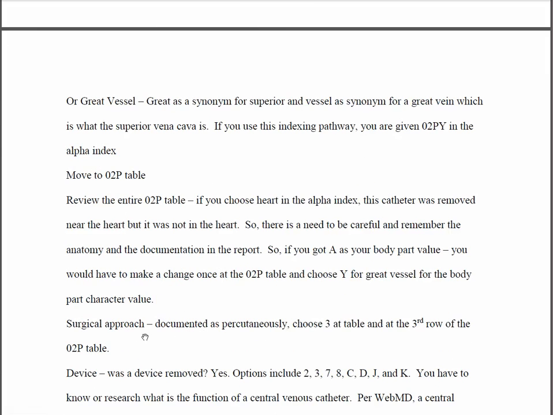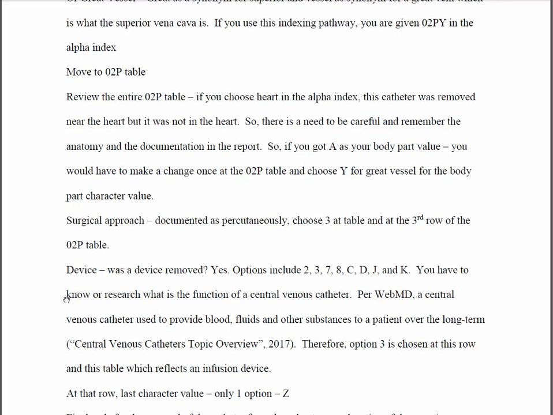Then you're going to choose the surgical approach. It was documented this was done percutaneously. That's reflected by the value of 3 at that 02P table, in this case the 3rd row. Was a device left in the patient? No. A device was removed in this case. So we need a positive value for that. We need something other than Z. You have various options. You have 2, 3, 7, 8, C, D, J, and K at that particular table, at that row. And the distinction between those is what type of device was it.